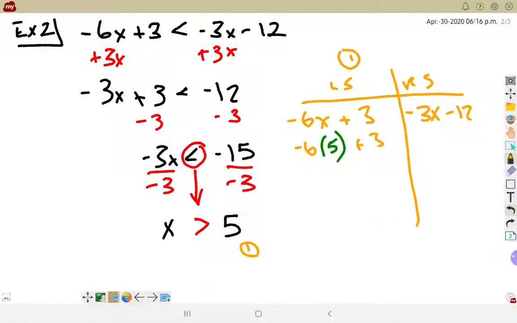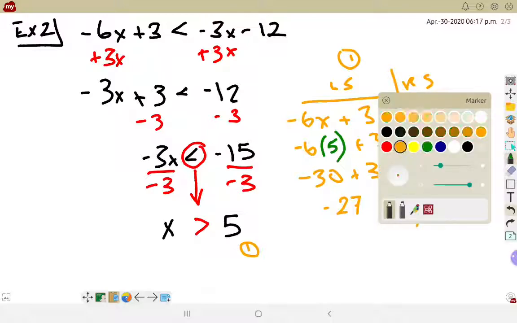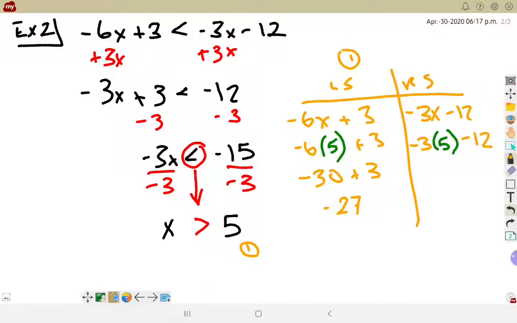And so that gives me negative 30 plus 3, which is negative 27. On the right hand side I got negative 3 times 5, and then I'm still subtracting the 12. Negative 3 times 5 is negative 15, minus 12 more, negative 27. So we do get the same thing on both sides, so we have the correct boundary point.